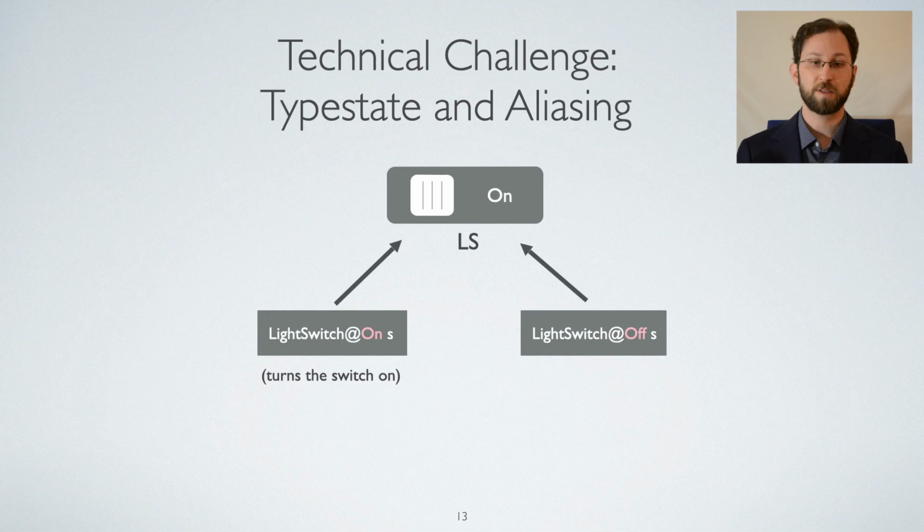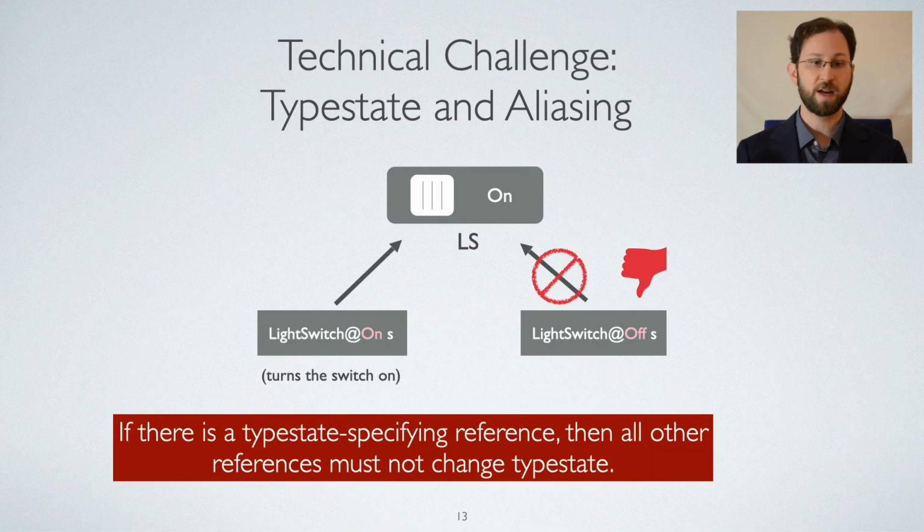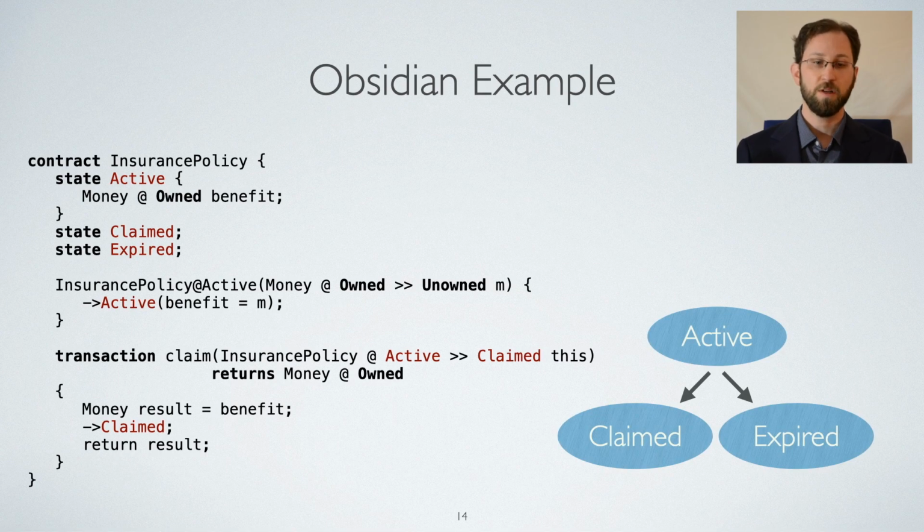So now, from the perspective of the reference on the right, we have a problem because the static type is off, but in fact the switch is dynamically on. So this would be unsound if we allowed this, so we can't allow this kind of situation. So one rule we have is that if there is any type state specifying reference, then all other references can't change type state. So I want to walk you through an example of some Obsidian code.